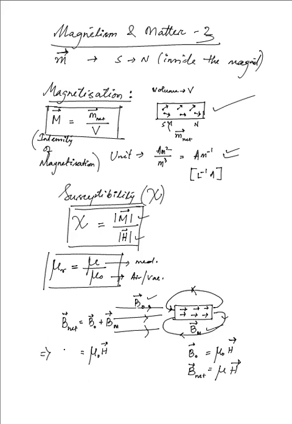And on the other hand, you have the value for the material Bm to be simply mu naught times M, here M being the magnetization. Now how is this relation available to us? Let's check that.